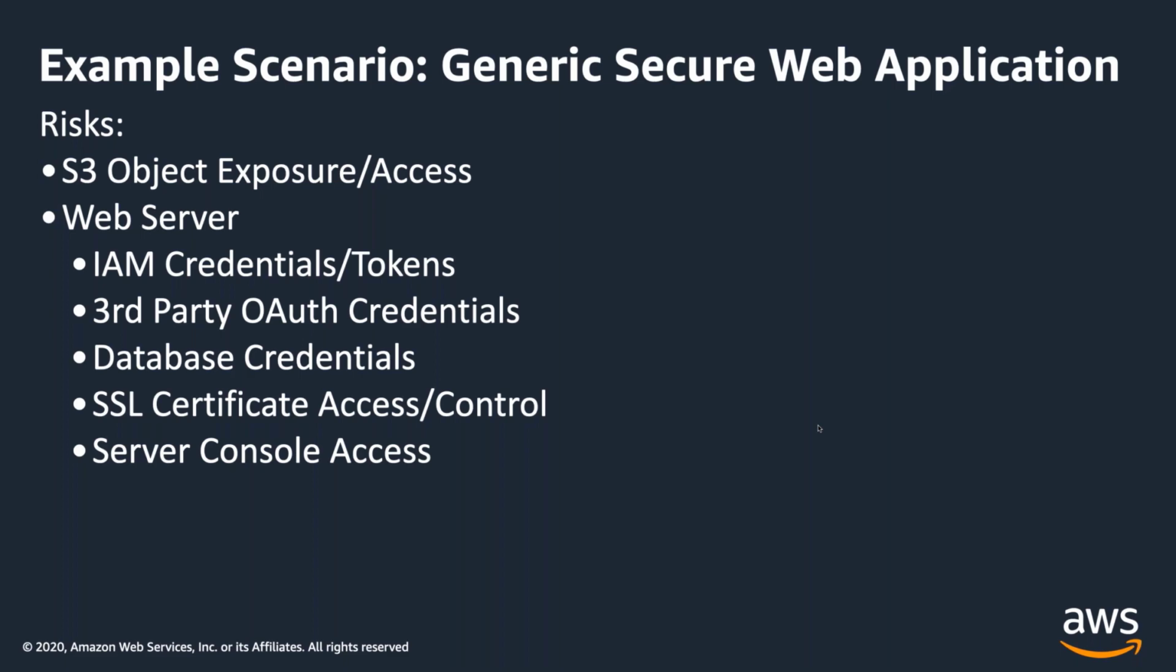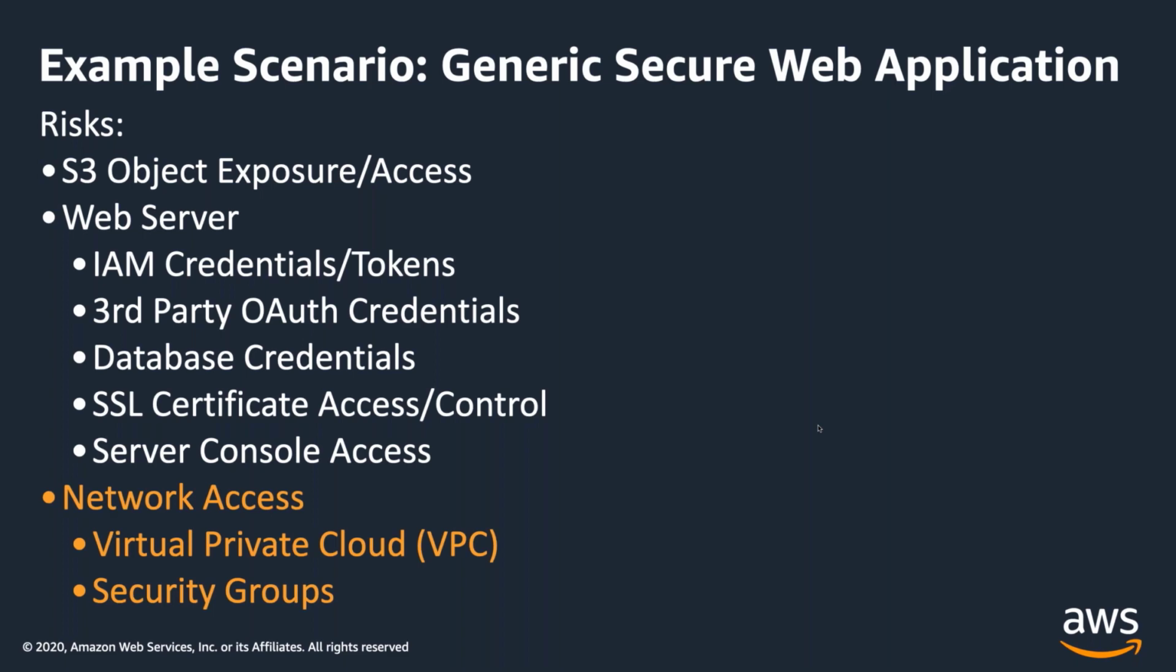We have our actual IAM credentials and tokens. We use those to talk to the different AWS services from our web server, for example, RDS and S3. We're going to be storing our third-party OAuth credentials. We have our database credentials. And since we're a secure web application, we have to store our SSL certificate and control access to that as well. There's a number of ways I can get there, but you're going to have console access to the server as well for both maintenance, configuration, all of those things.